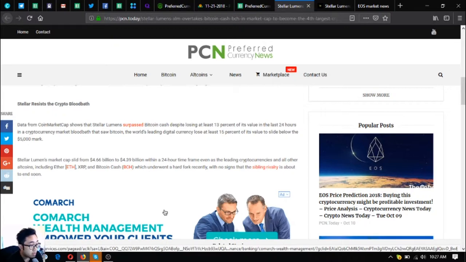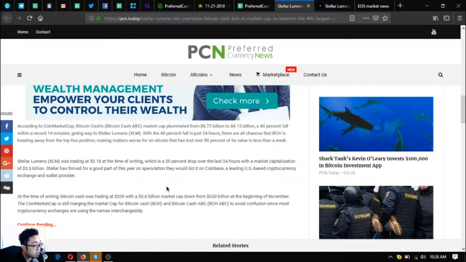Stellar Lumens market cap slid from $4.66 billion to $4.39 billion within a 24-hour time frame, even as the leading cryptocurrencies and all other altcoins, including Ether, XRP, and Bitcoin Cash, which underwent a hard fork recently, with no signs that the sibling rivalry is about to end soon. According to CoinMarketCap, Bitcoin Cash market cap plummeted from $6.72 billion to $4.13 billion, a 40% fall within a record 14 minutes, giving way to Stellar Lumens.